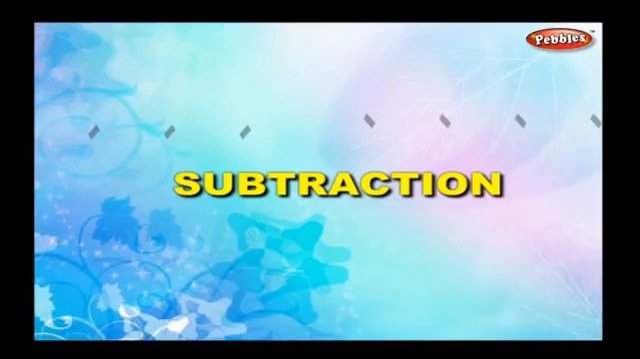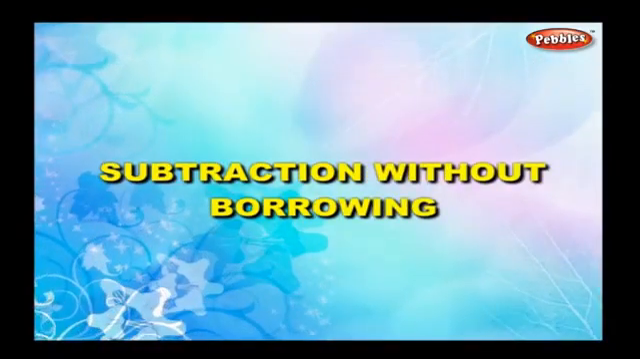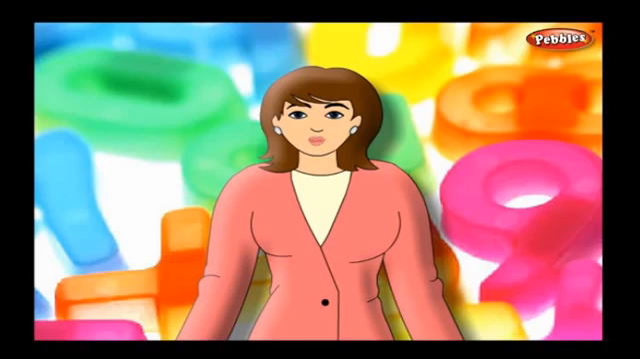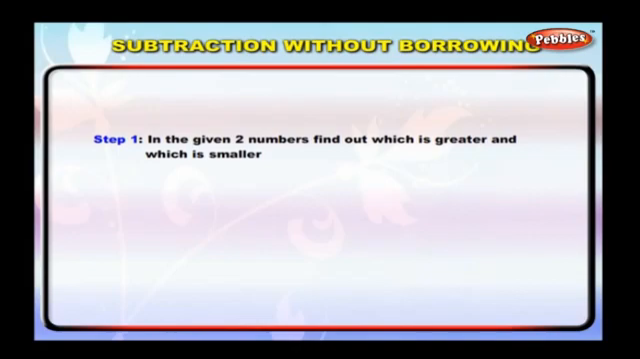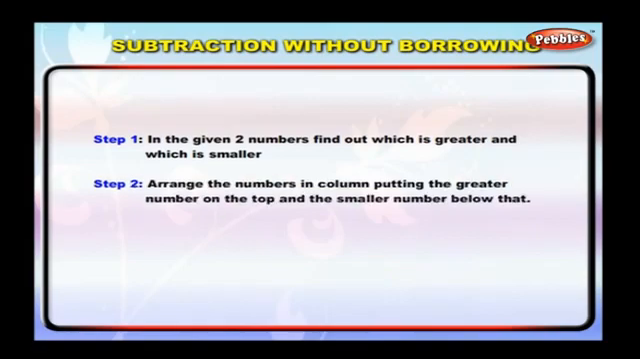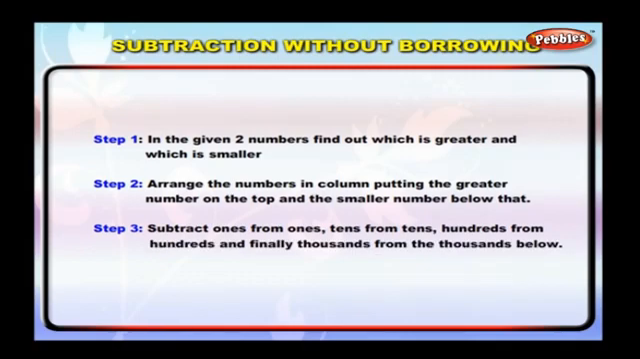Subtraction. Subtraction without borrowing. Let us first learn subtraction without borrowing. Step 1. In the given two numbers, find out which is greater and which is smaller. Step 2. Arrange the numbers in a column, putting the greater number on the top and the smaller number below that. Step 3. Subtract ones from ones, tens from tens, hundreds from hundreds, and finally thousands from the thousands below.